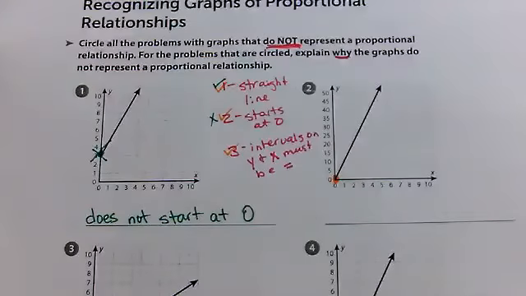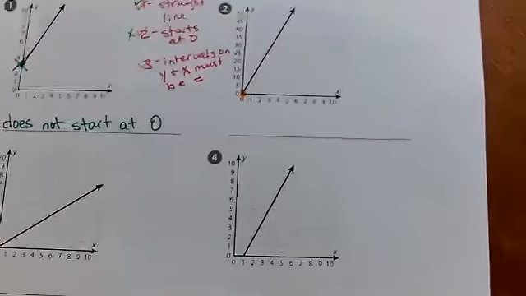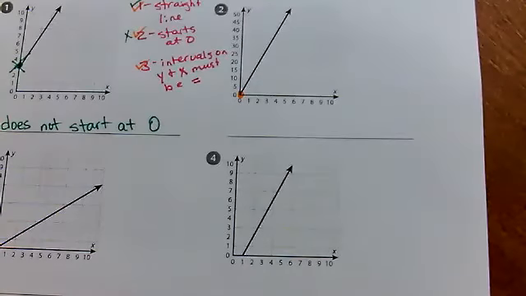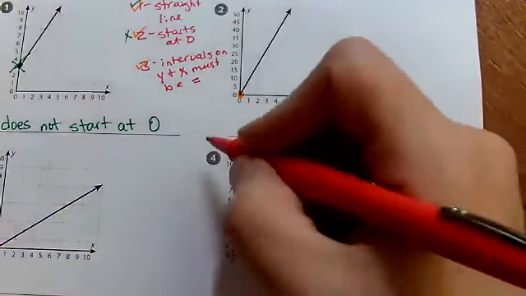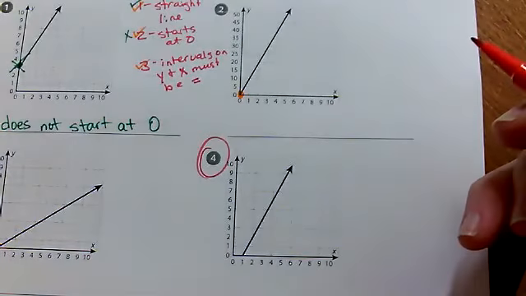I want to give you a second, and in the chat box, type for me, can you find one on this page that is not proportional? Can you find one on this page that is not proportional? All right, Gage says number 4. You know what, Gage? I completely agree. Number 4 is not proportional.